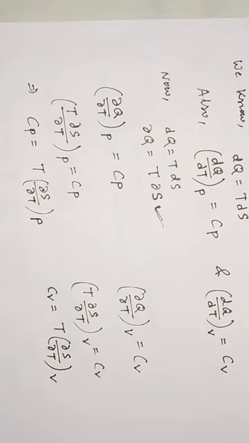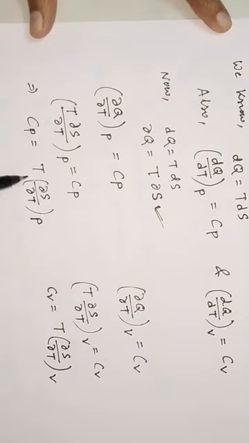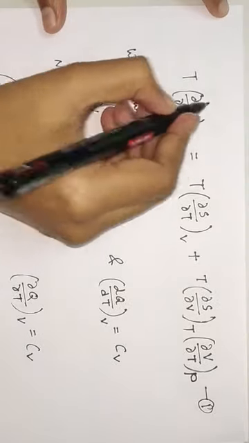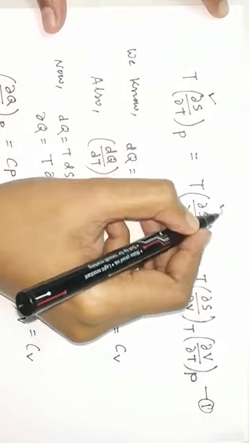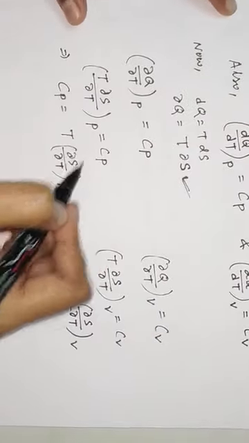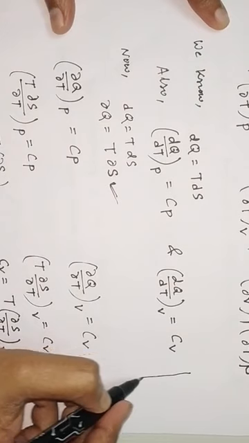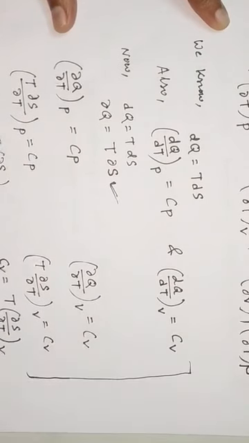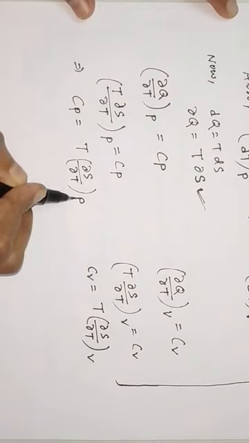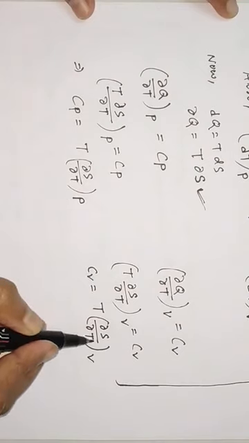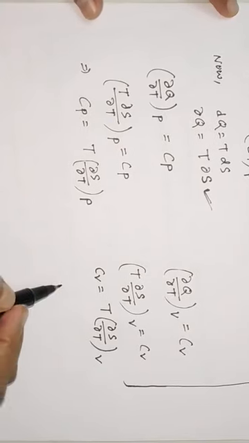Okay, so now we can use these two relations, Cp equals T del S del T at constant P and Cv equals T del S del T at constant V, to replace this one which will be Cp and this one which will be Cv. Okay, so you don't need to show all these calculations. You can directly say that Cp equals T del S del T constant P and Cv is T del S del T constant V.